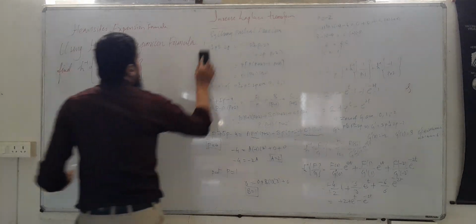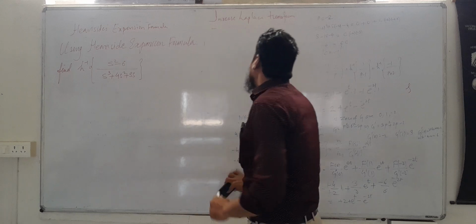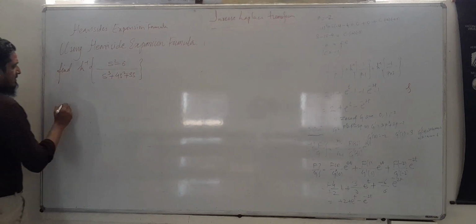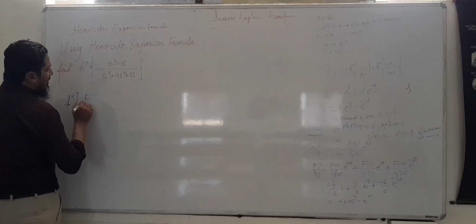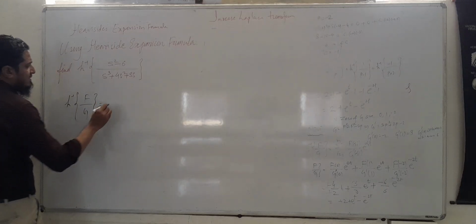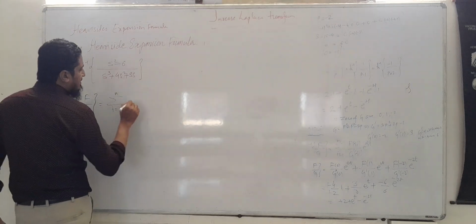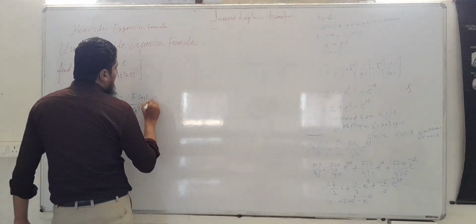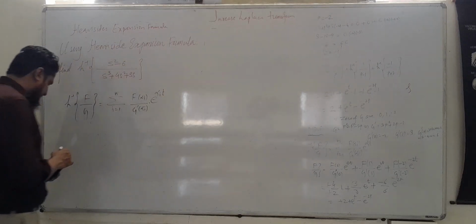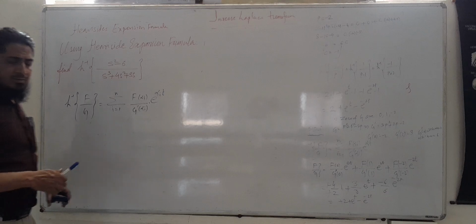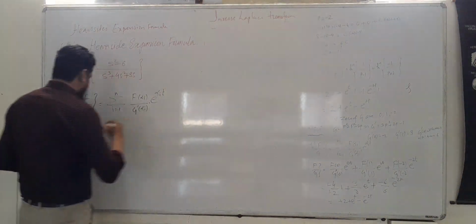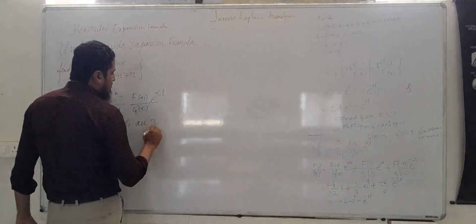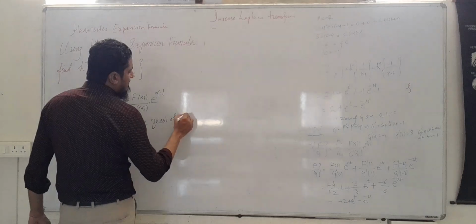Since we know the Heaviside expansion formula as: the inverse Laplace transform of f upon g is the summation, i equals 1 to n, of f of alpha i upon g dash of alpha i, into e raised to alpha i t. Correct? Where alpha i are the zeros of g.